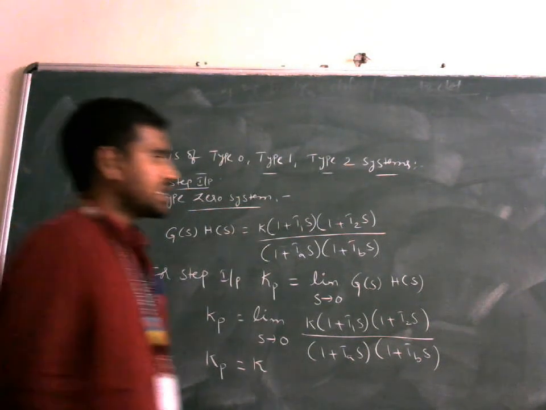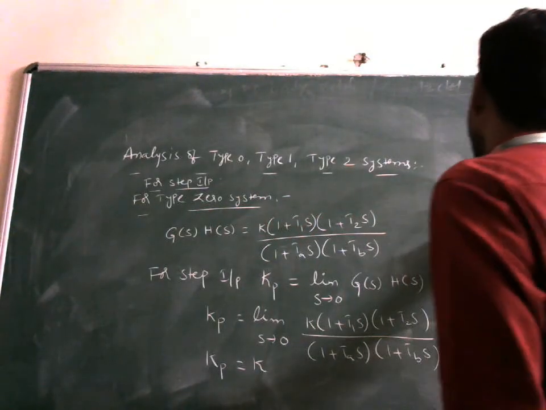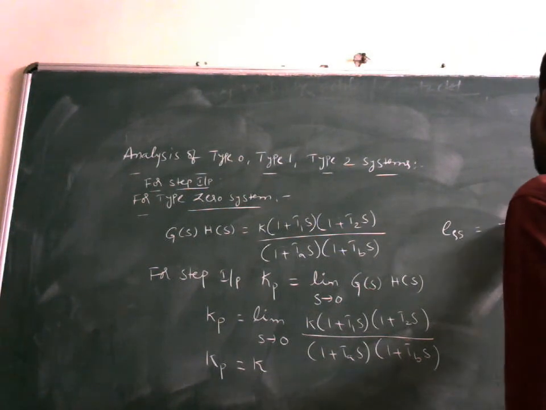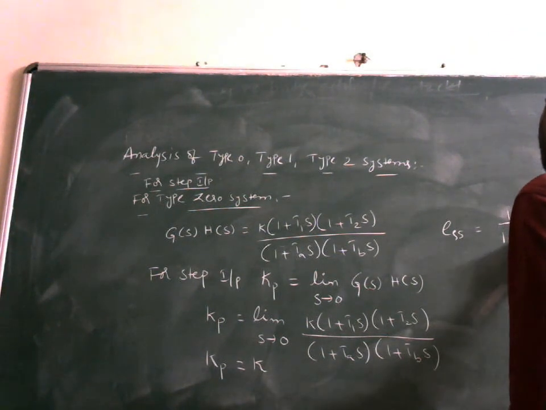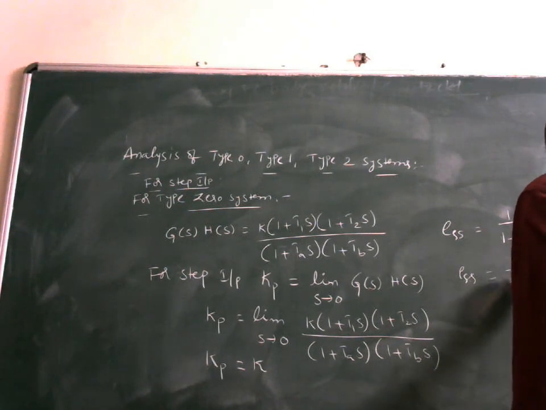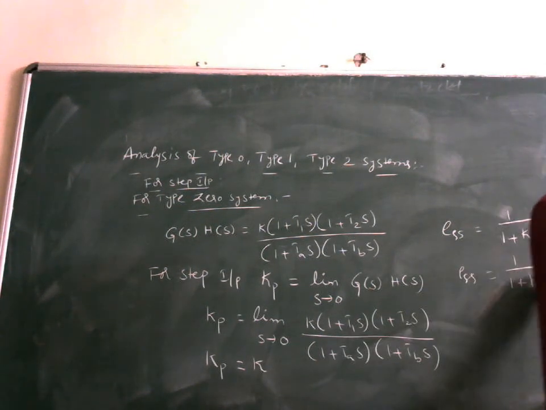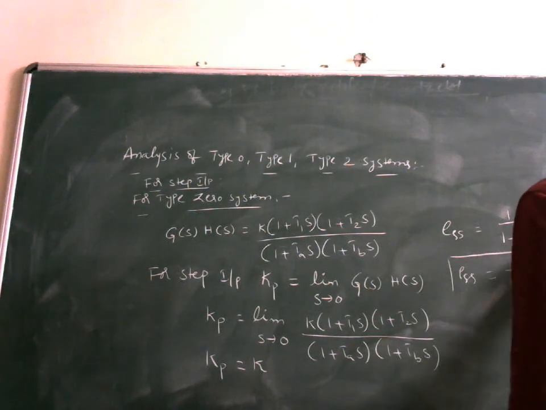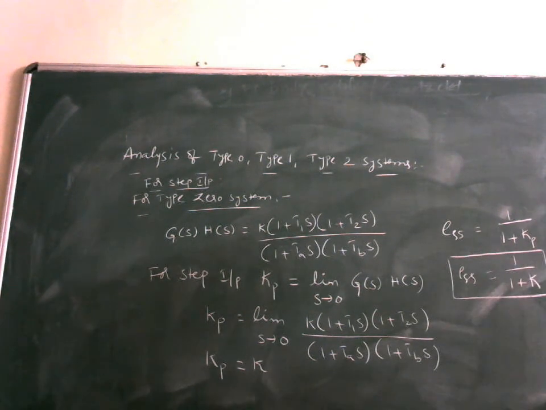Similarly, what is the steady state error? ESS is equal to 1 divided by (1 plus Kp). That means ESS is equal to 1 divided by (1 plus K), since the Kp value is K. This we call the steady state error. Very simple.